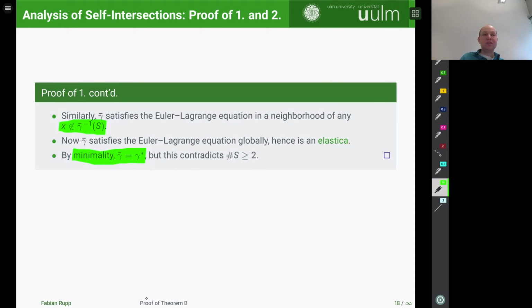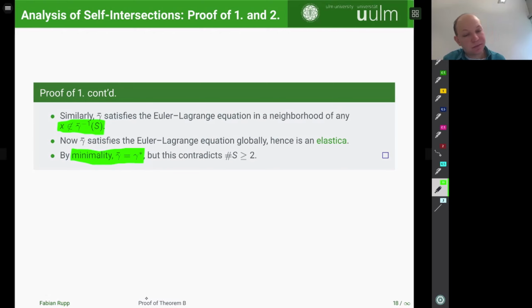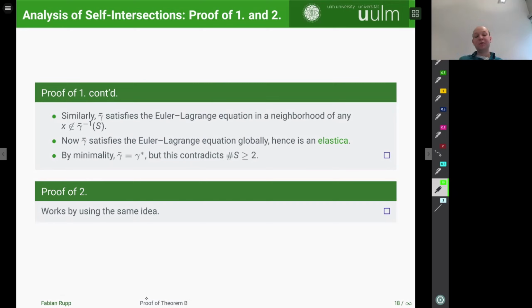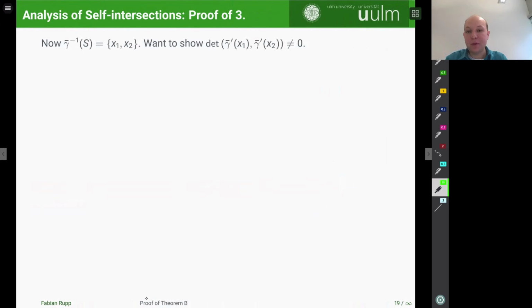Well, this contradicts our assumption that the set of self-intersection consists of more than one point. And actually, the same strategy works for proving 2, namely that the single self-intersection we have has exactly multiplicity 2. Since we have proven 1 and 2, I will now try to sketch the proof of 3.